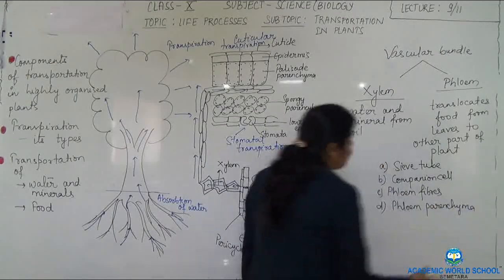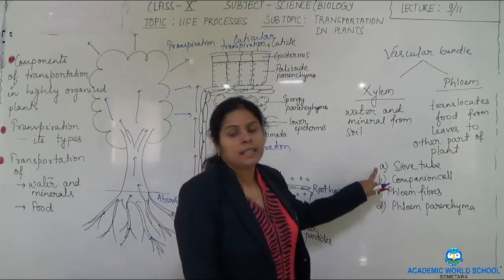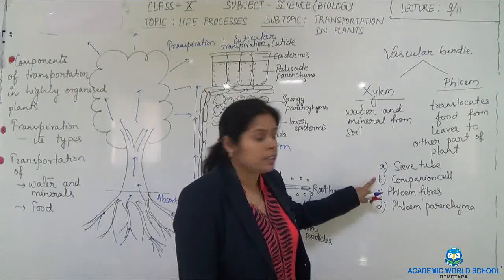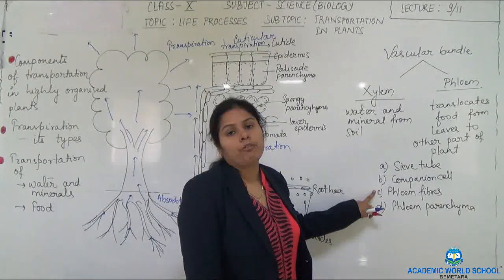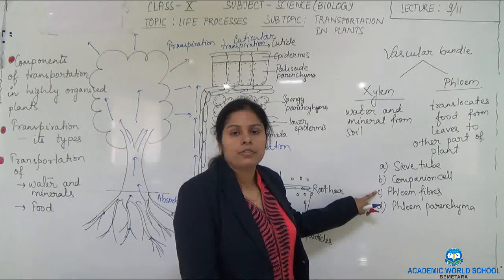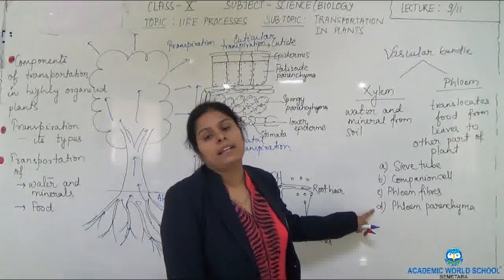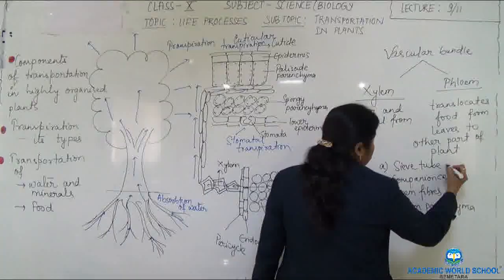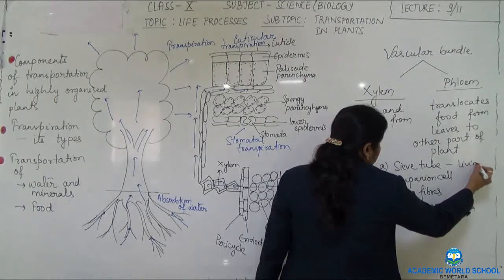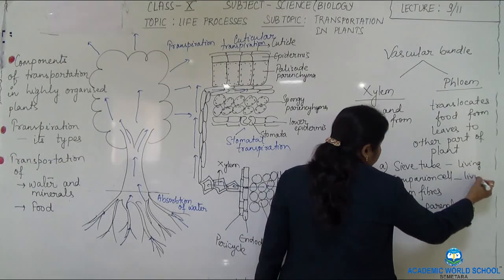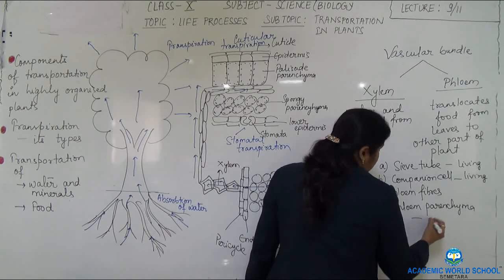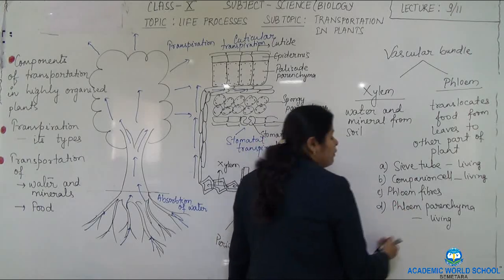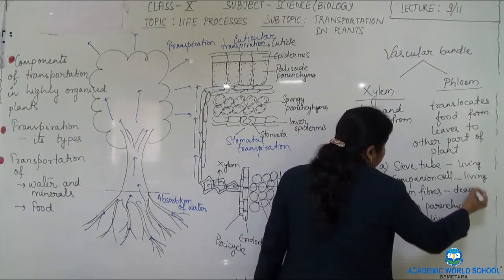Here again we find four components. Sieve tubes are the main conducting channels. Companion cells are the sister cells which help in conduction. Phloem fibers provide mechanical support or mechanical strength. And the last one, phloem parenchyma, stores food. So here out of these four, sieve tube is living tissue. Companion cell is also a living tissue. Phloem parenchyma is also a living tissue. Here out of four components, three components are living, whereas the phloem fibers are the dead tissues.